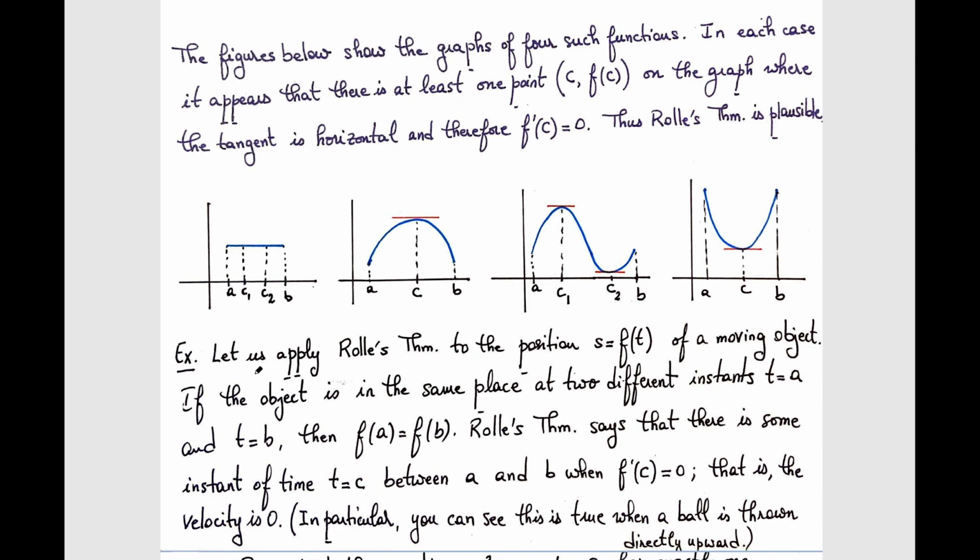Example. Let's apply Rolle's theorem to the position function of a moving object. If the object is in the same place at two different instants, let's say at moment A and at moment B, that means that f of A and f of B are the same. And as such, Rolle's theorem is going to be applicable, and it tells us that at a moment C between A and B, f prime of C is 0, which means the velocity at this moment C is 0.